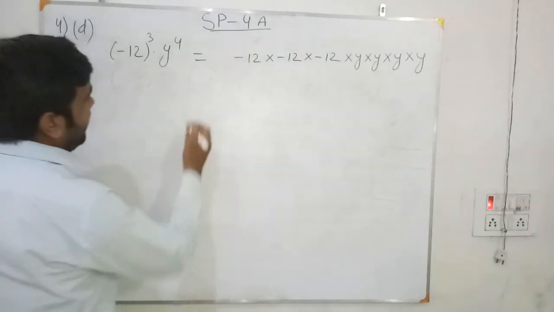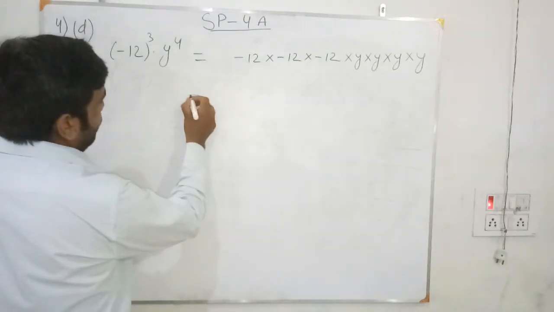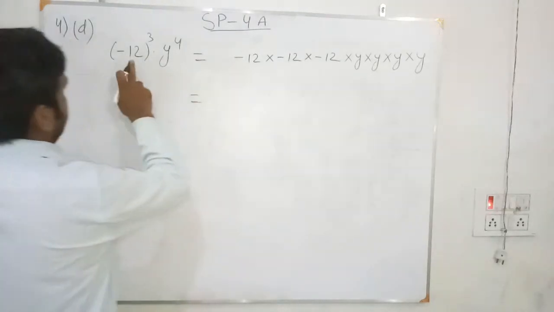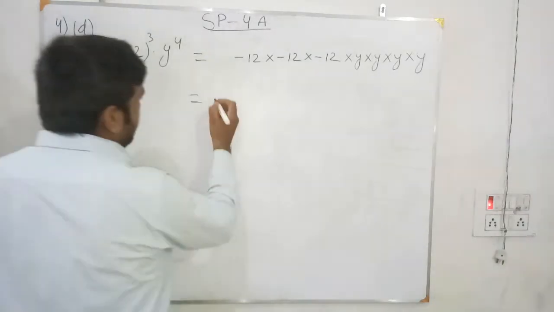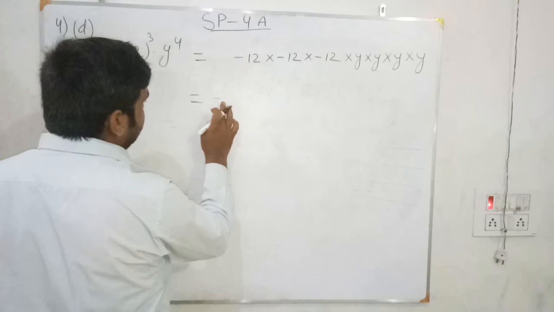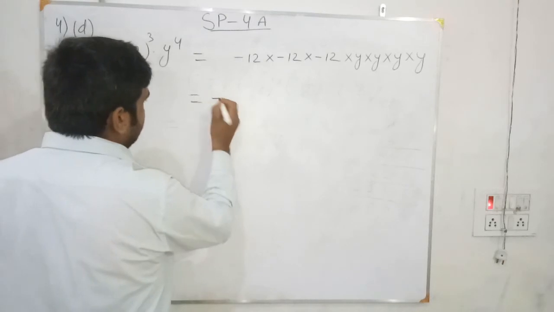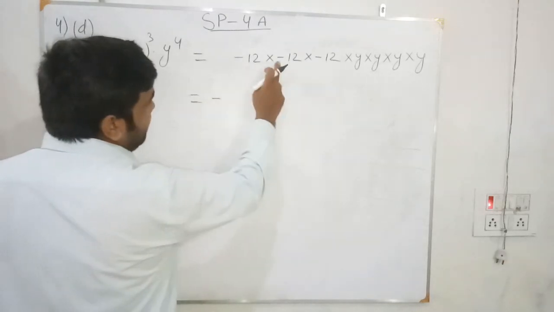Now what will be its value? The base is negative, the power is odd, so the value will be negative only. Minus, plus, plus, minus, minus.